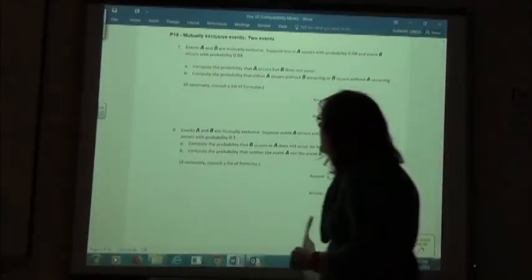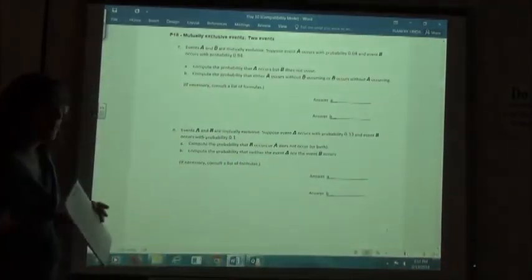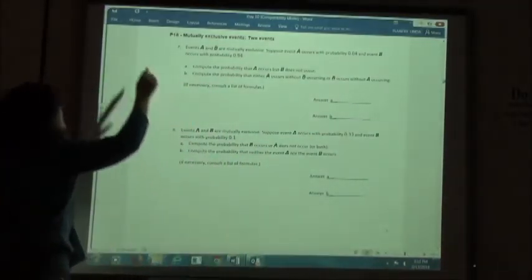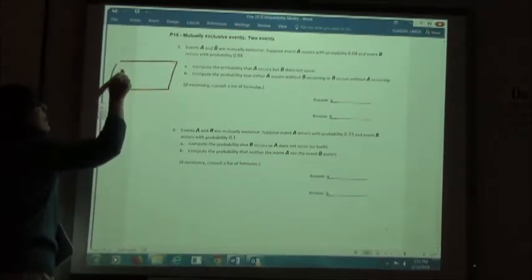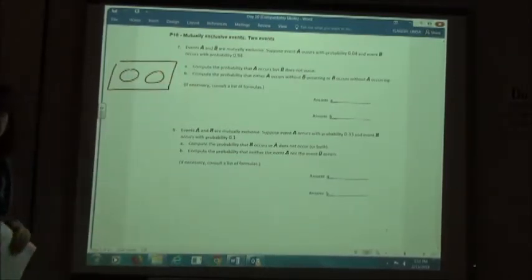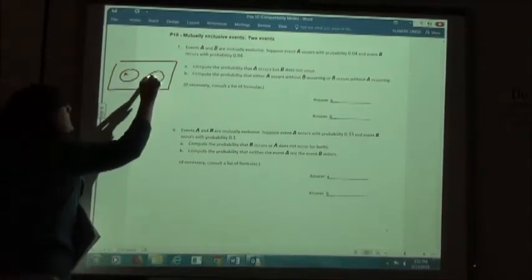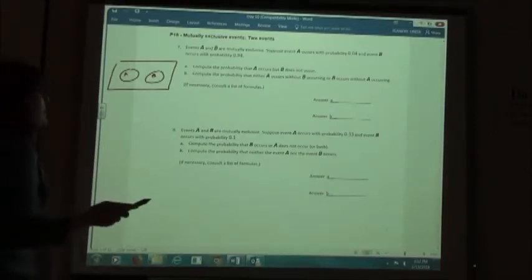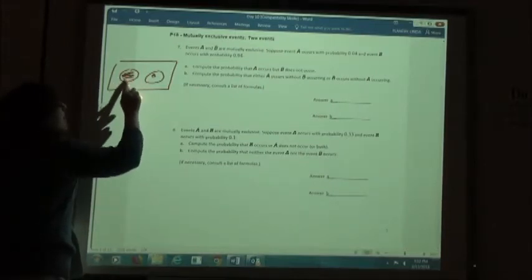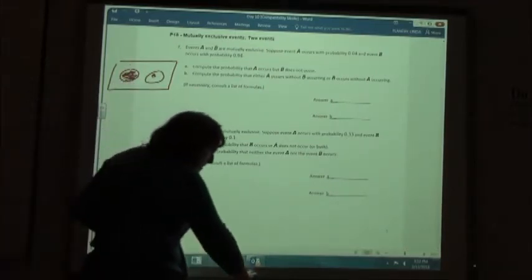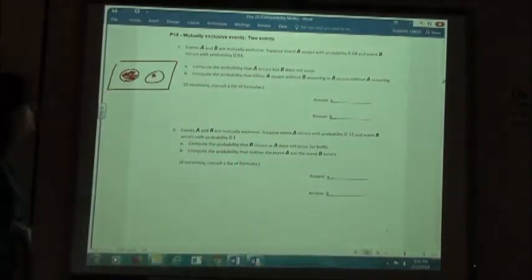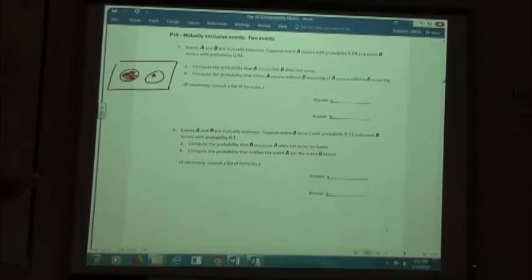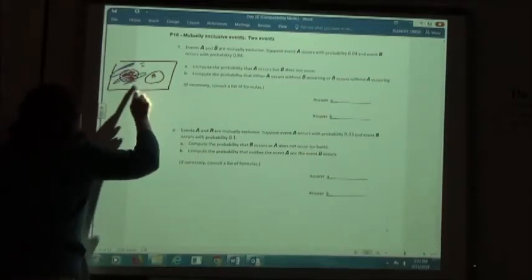So number 7 says events A and B are mutually exclusive. If I were thinking about my Venn diagrams that we did that one week, it means that the A and the B circles are not going to be touching each other. They don't overlap. Compute the probability that A occurs but B does not. So if A is going to occur, I'm having the probability of A. But B is not going to occur.